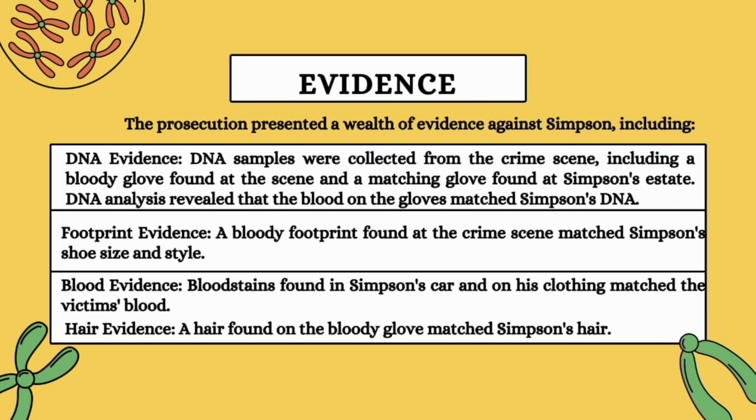Footprint evidence. The bloody footprint found at the crime scene matched Simpson's shoe size and the style. Hair evidence. A hair found on the bloody glove matched Simpson's hair. Blood evidence. Blood stains found on Simpson's car and on his clothing matched the victim's blood.